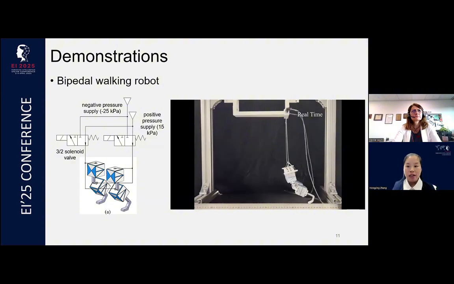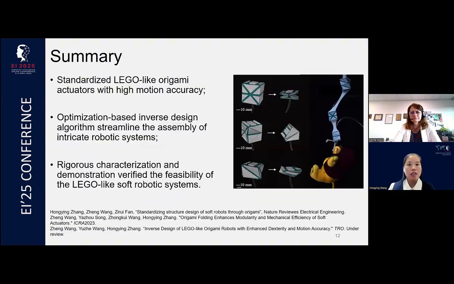To summarize our work, we propose a standardized way to design soft robotic systems. With this, we can accelerate the design, modeling, and fabrication process. We also propose a way to assemble all these modules together to make functional robotic systems. And we tested their position accuracy and their application in laboratory scenarios.